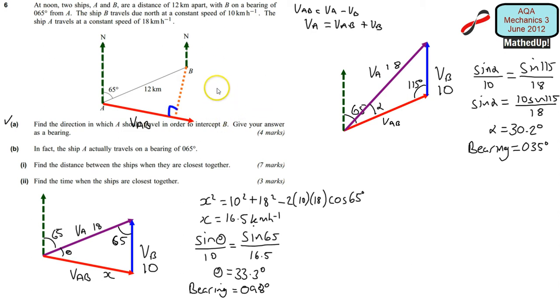Okay, right, so we know that this angle here is going to be 33.3 degrees. I'll mark that in there. I've just realised we didn't actually need to work out this bearing here. I've done it now, but we didn't actually need to work that out. So this angle here is 33.3 degrees, and we've got a distance here of 12 kilometers. To work out the distance between the ships when they're closest together, we want this opposite side over here.